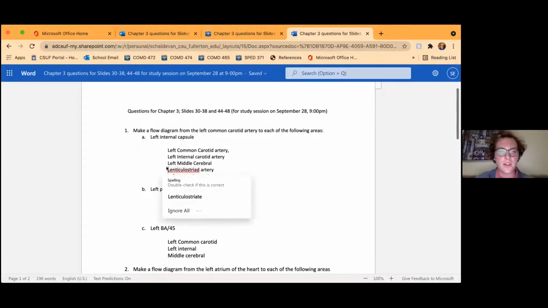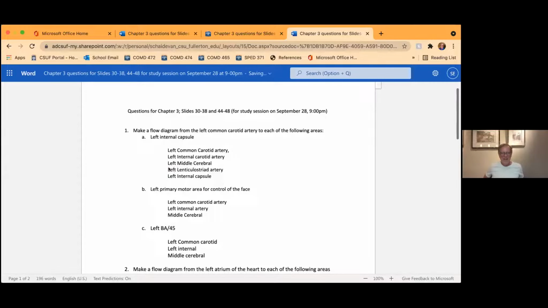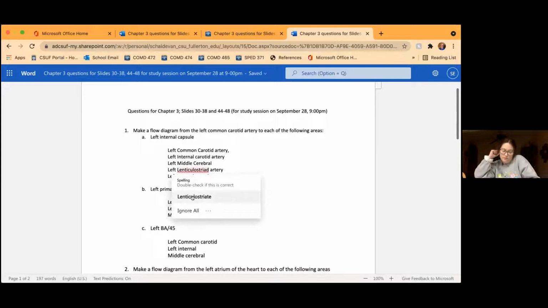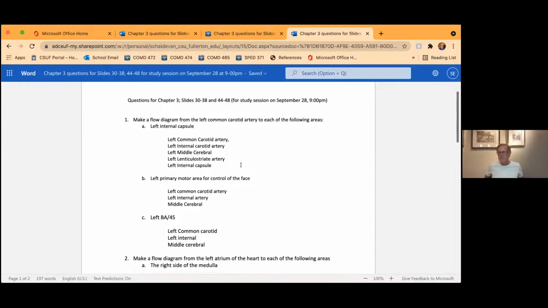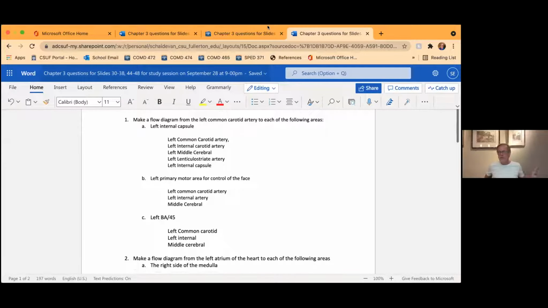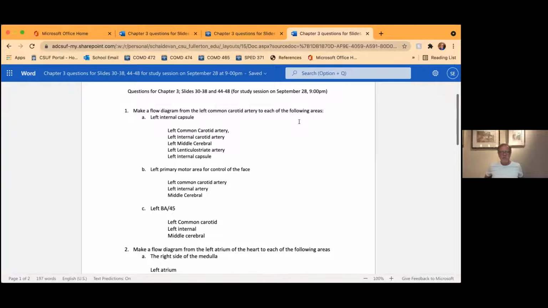So we're in the left middle cerebral artery, and then we follow that deep into the brain. It reaches the left internal capsule via the left lenticulostriate artery. Just on that last part, it's T-E. There you go. Okay, great. You've got it, and then you've got the left internal capsule. Very good. You guys did great. Your list is very clear here.